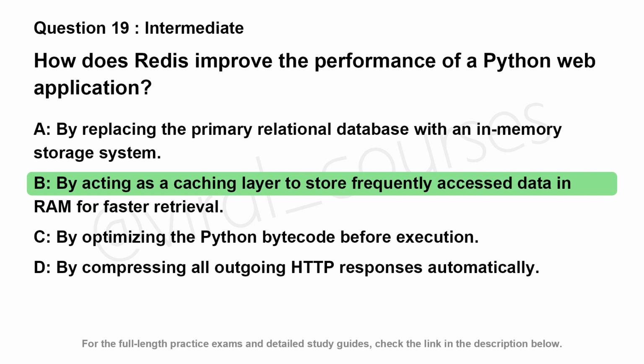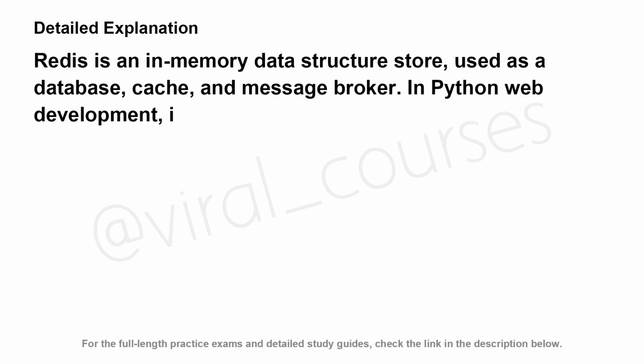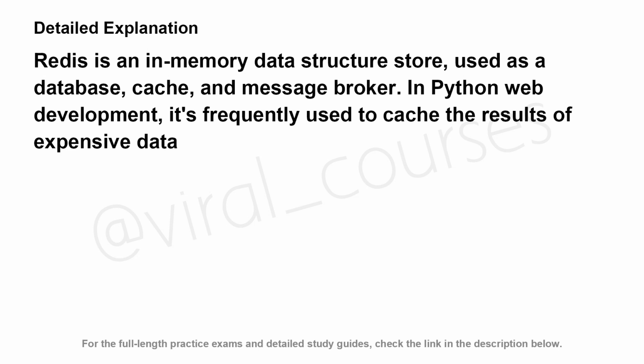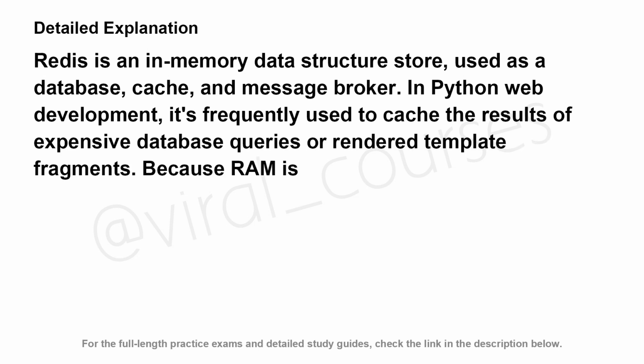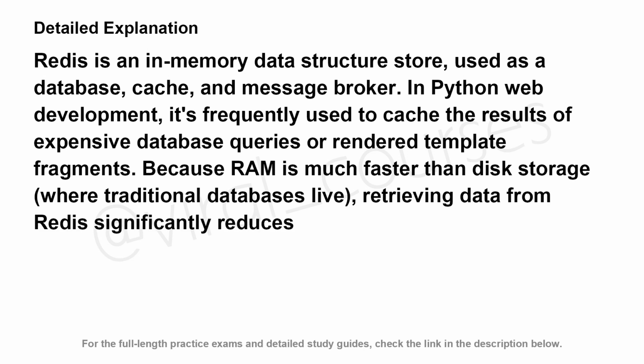The correct answer is B. Redis is an in-memory data structure store, used as a database, cache, and message broker. In Python web development, it's frequently used to cache the results of expensive database queries or rendered template fragments. Because RAM is much faster than disk storage, where traditional databases live, retrieving data from Redis significantly reduces latency and server load.